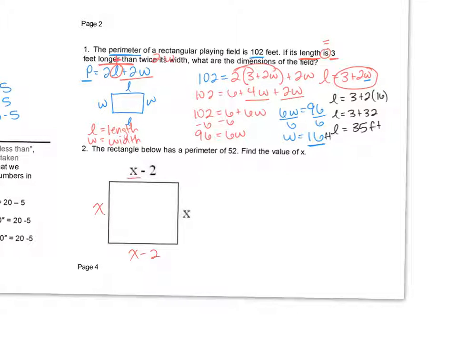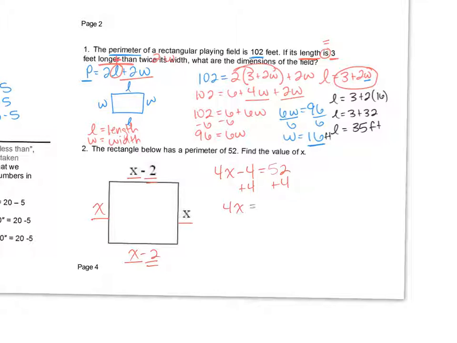So I'm going to combine like terms as I go. So x plus x is 2x, plus x is 3x, plus x is 4x. Then we're going to combine our constants. So negative 2 minus 2 is minus 4. And that's going to total the perimeter of 52. So the next thing we're going to do is plus 4.